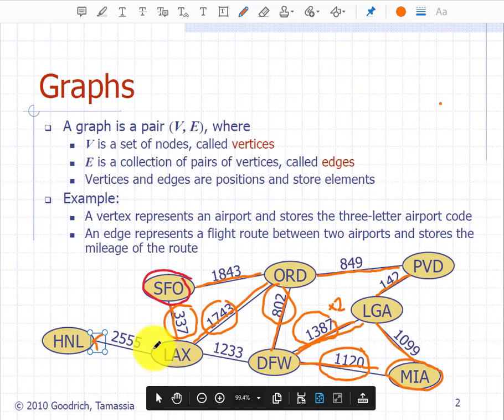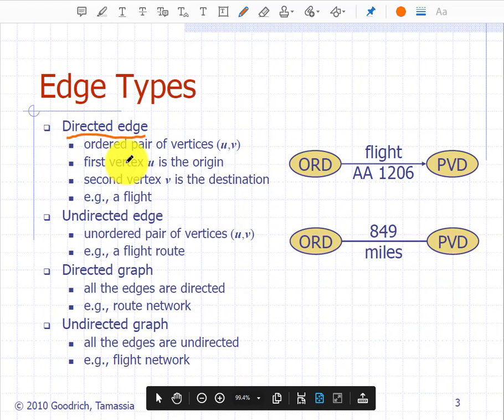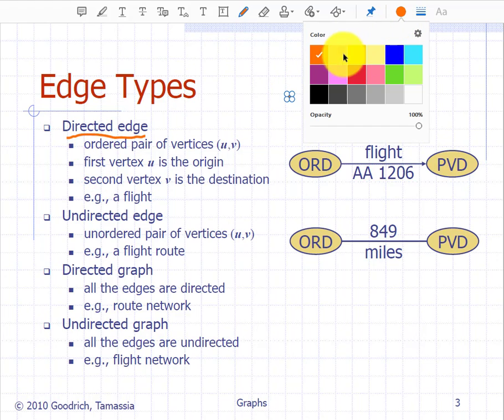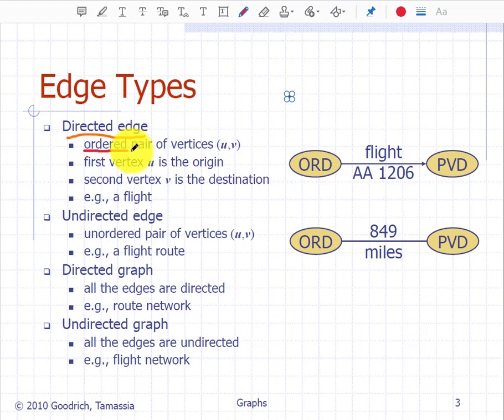And then we can say the edge goes from LAX to HNL. There is this notion of direction. If we have direction, we refer to the edge as directed. All it means in our representation is that now, instead of just having a pair, we have an ordered pair. An ordered pair means that this comes first and this comes second. This is very important. We're going from U to V. The first vertex U is the origin, and the second vertex V is the destination.